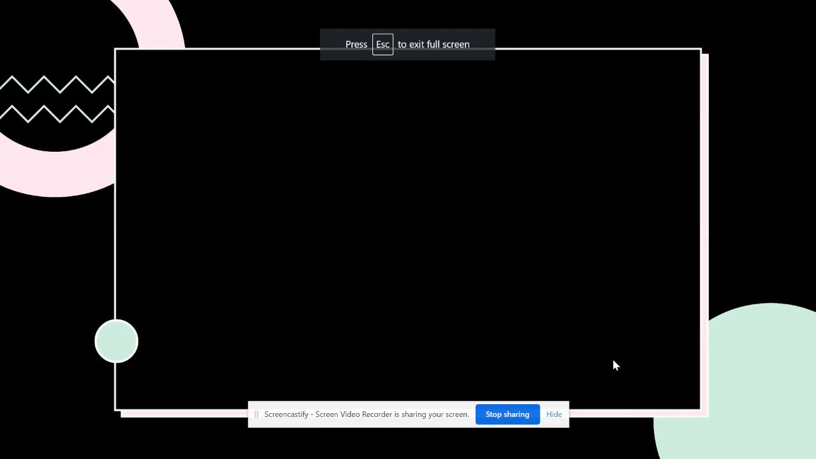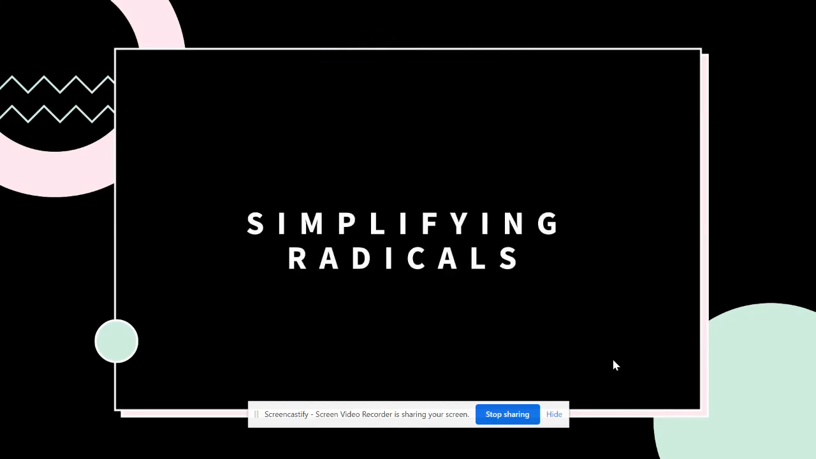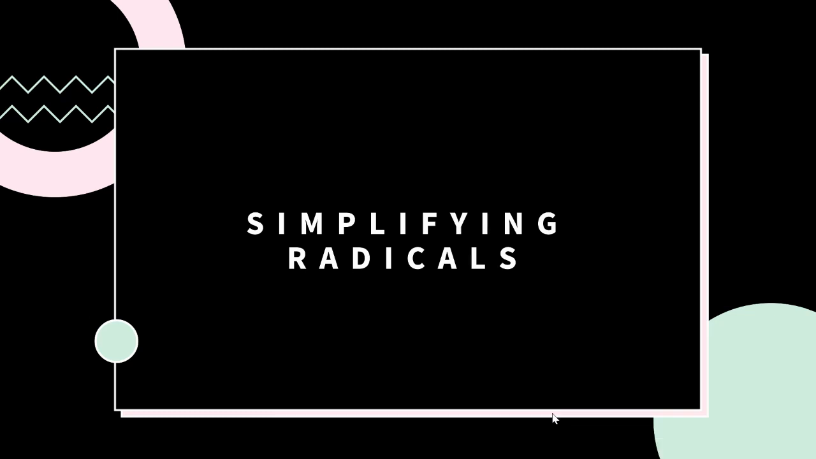Guys, today we're going to talk about simplifying radicals. You've probably seen a radical before, more so you probably called it a square root, but it's actually that symbol is called a radical. Today we're going to talk about how to simplify those.